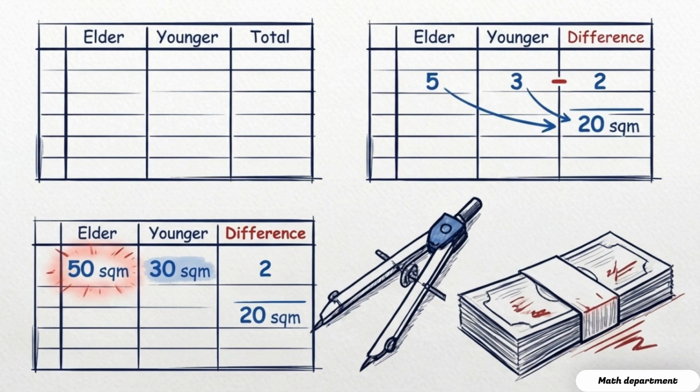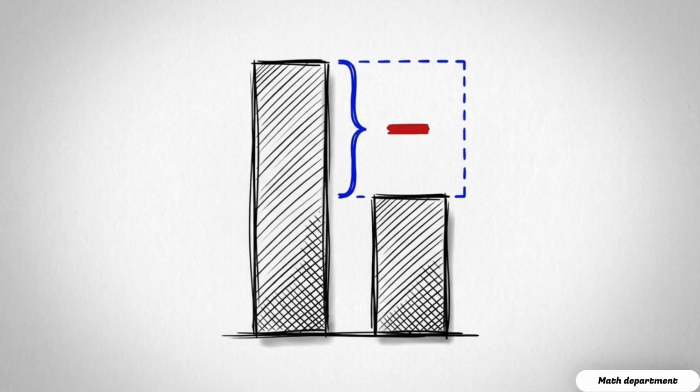Cross-multiplication remains the tool for solving the individual shares. Using the difference column as our reference, we find the calculated results of 30 and 50 square meters. Identifying terms like exceeds or difference changes the mathematical operation required in the third column of the table.